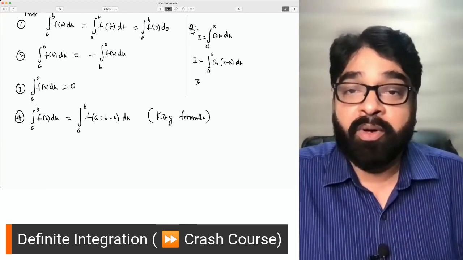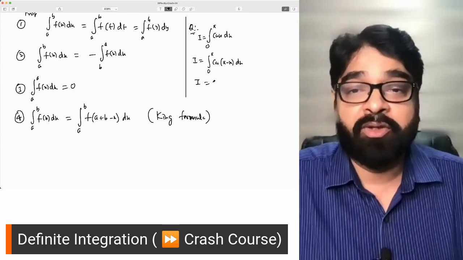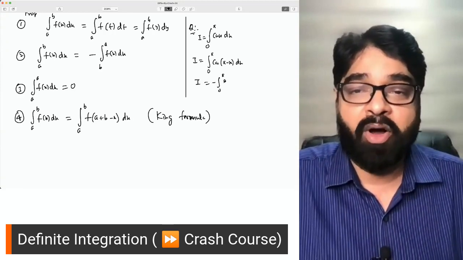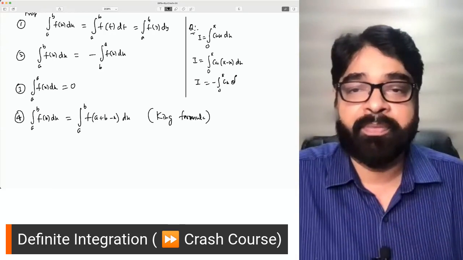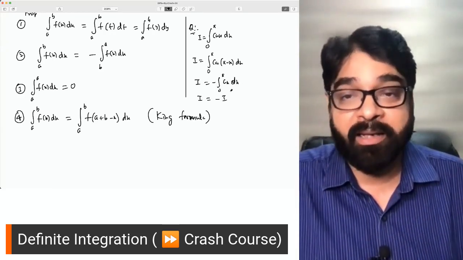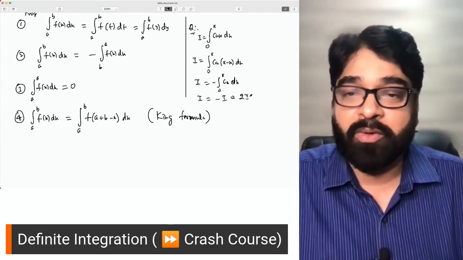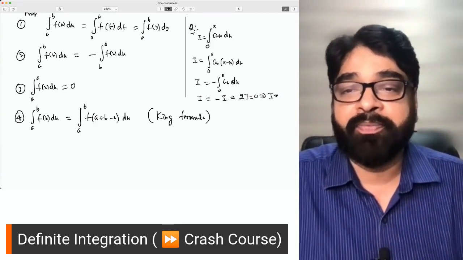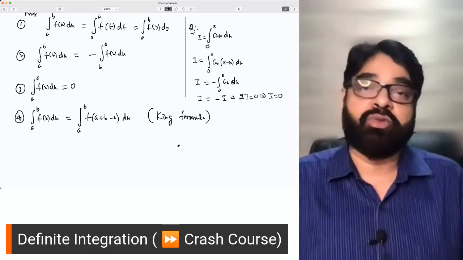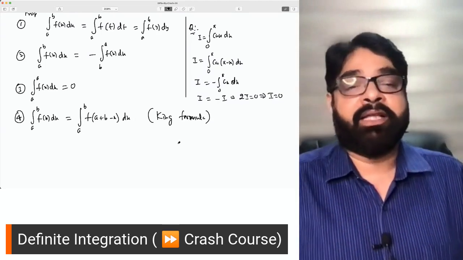Cos of pi minus theta is what? Minus cos theta. So minus 0 to pi cos x dx. Or you can say I equal to minus I. This is the I itself. That indicates 2I equal to 0, meaning I equal to 0. I'm sure everybody understood. So whenever the King formula comes, you can apply that.